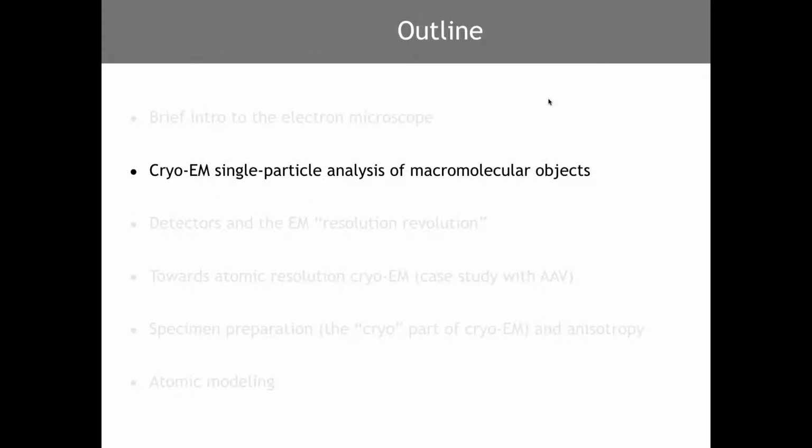All right. What we're interested in is using the electron microscope for the purposes of macromolecular structural biology. The primary technique that we use is called single particle analysis, single particle cryo-electron microscopy.